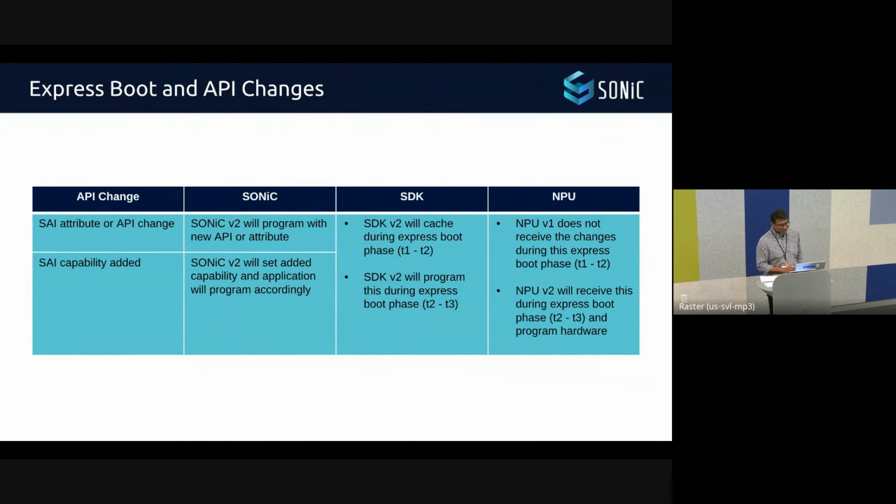So here we talk about what all can change. Typically an SAI attribute or an API can change. In that case, SONiC v2 will program as usual with the new API and attribute. SDK v2 just caches during the T1 to T2 phase, and eventually we'll program with that when the new NPL comes in, in the T2 to T3 phase, it will just push those things via the syncd.